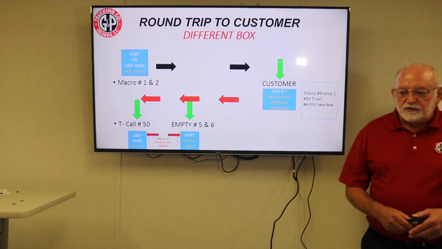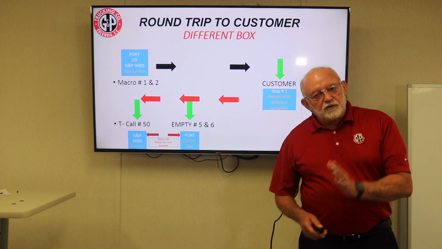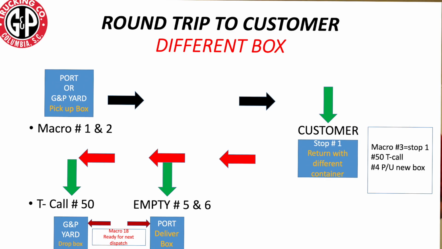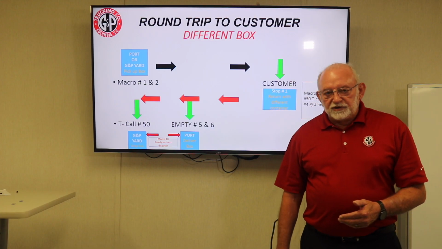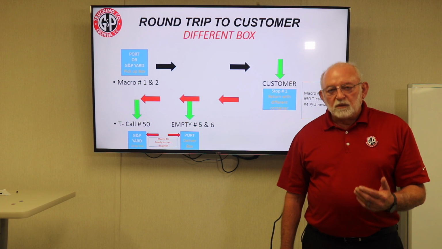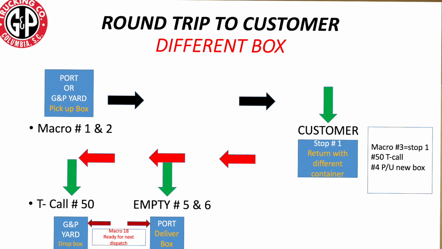Now, if you're doing a round trip to the customer, but you're going to drop one box when you get there and pick up another box on the way back, this is the sequence you'll use. Here again, a 1 and 2, whether you're at the port or the yard, you do your arrive and loaded call. You get to the customer, you'll do a macro number 3, your stop off. And then because you're dropping this container, you'll do a 50, which is a T call on that container.